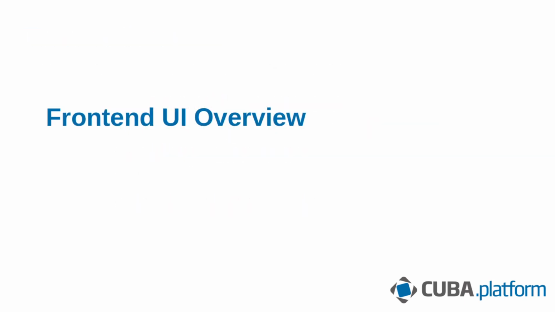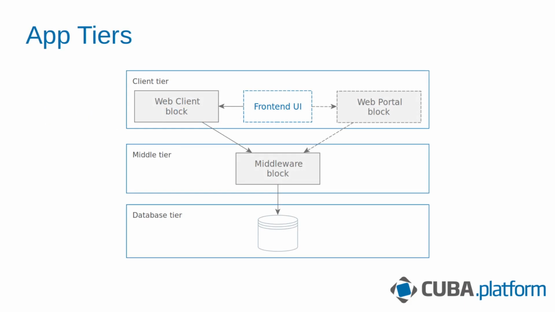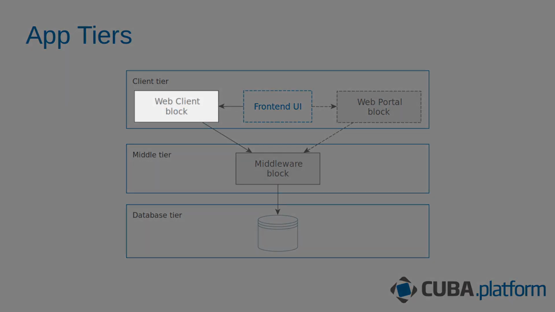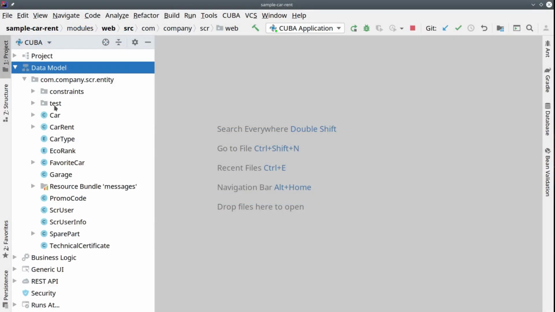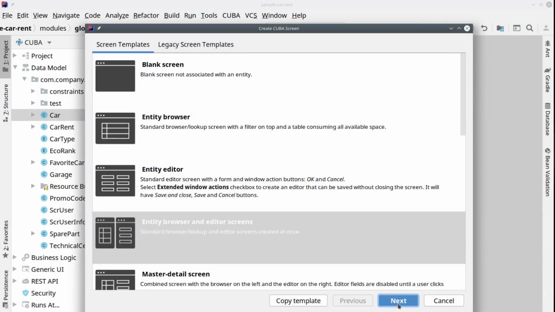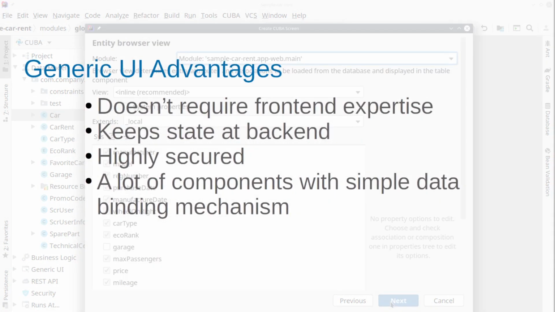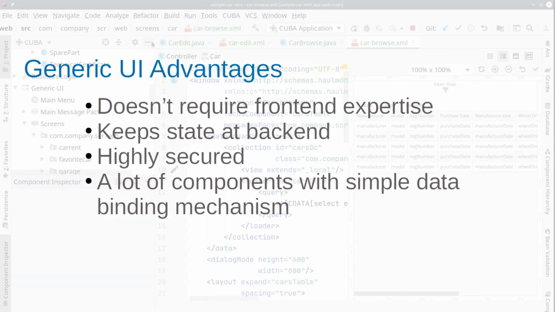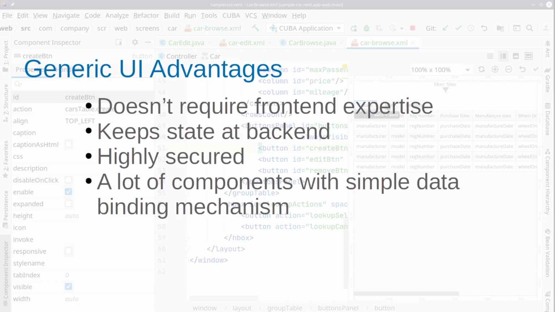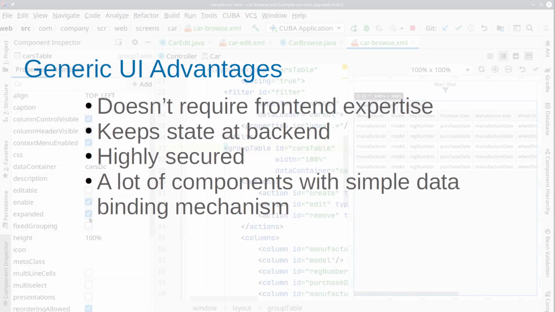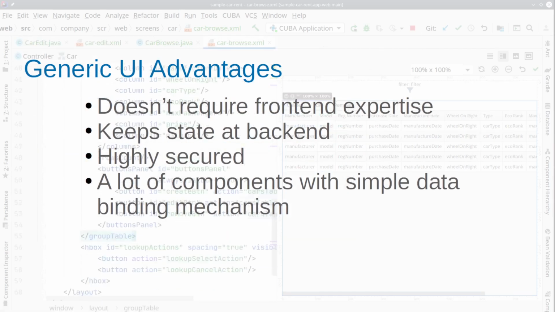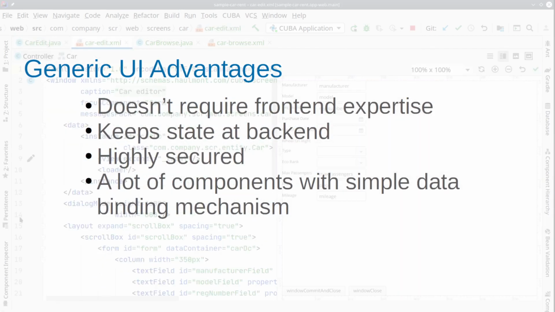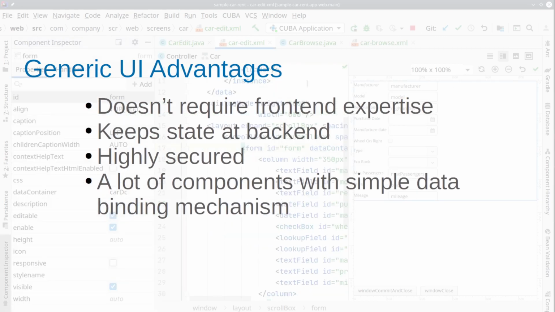Let us say a few words about what the Frontend UI is, how it's different from generic UI, and how you should choose between them. Generic UI is part of the Web Client block, which is a web application running on a Java servlet container. First, it's based on Java and doesn't require expertise in front-end specific technologies such as JavaScript, CSS, or HTML. Second, it keeps the state at the back end, which means seamless integration with business logic and data model. Third, it ensures that an application is highly secured, as there's no need to expose any externally available endpoints.